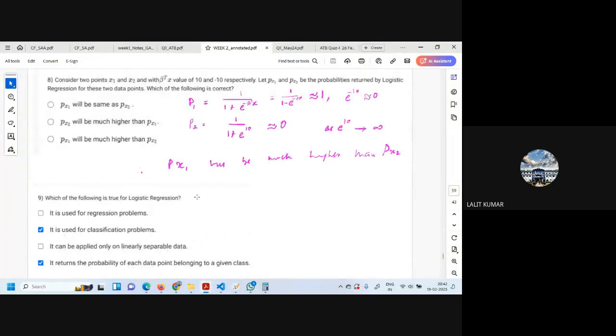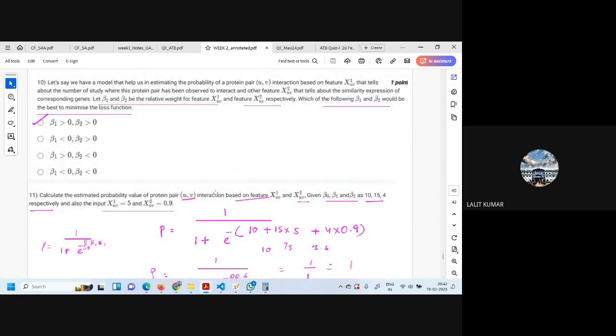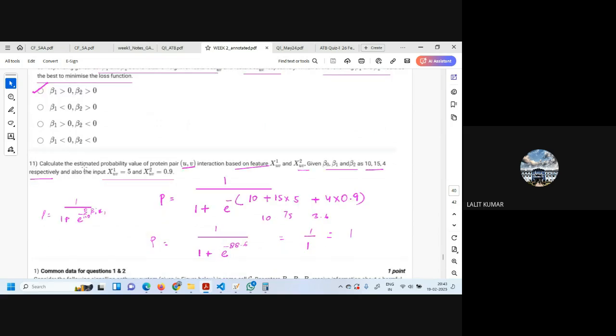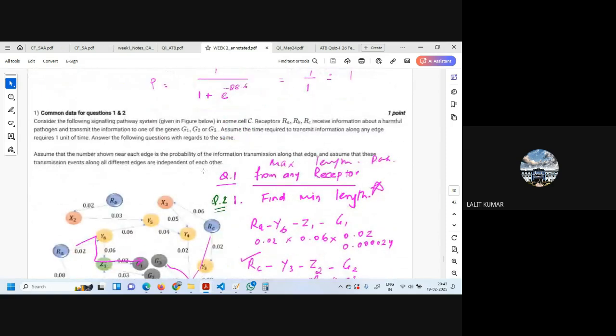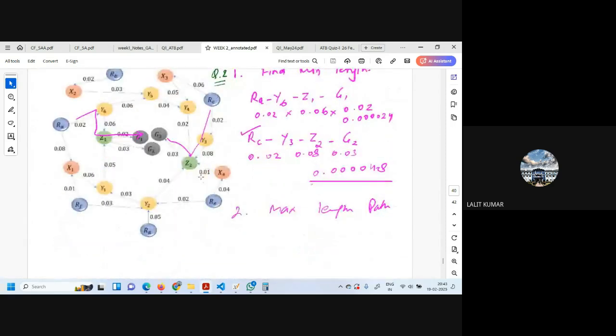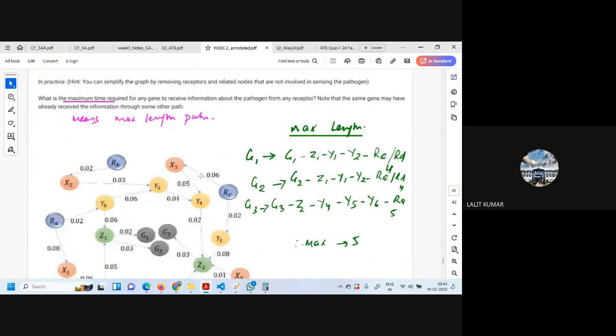Okay, which of the following is true for logistic regression? Very easy. It's for classification, and it returns the probabilities. This again is from logistic regression. What are the beta values? Beta 1 and beta 2 are positive values. Calculate the estimate using the formula of logistic regression. Easy. Okay, so these were the questions, all the GAs from week 2.